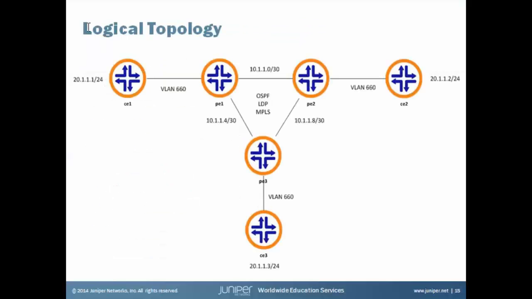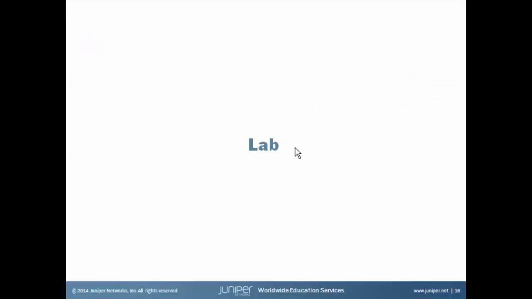Okay, now if we see the logical topology here, CE1 is 20.1.1.1, CE2 is 20.1.1.2, and CE3 is 20.1.1.3. Okay, we are using the VLAN ID 660, and we are using the IGP OSPF, and MPLS using the signaling LDP here. Okay, now let's jump to the lab.